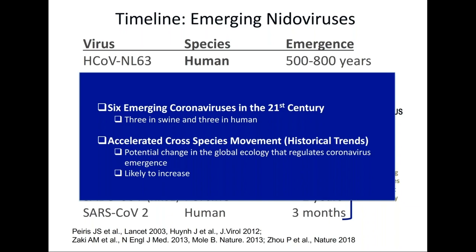So an important thing to consider when developing vaccines or immunotherapeutics is that there have been 6 emerging coronaviruses in the 21st century, 3 in swine populations, which I mostly did not highlight, and 3 in human. And this accelerated cross-species movement is distinct from historic trends. And so this may or may not be related to potential changes in the global ecology that regulates coronavirus emergence. But I think that we as the community need to think about this as a problem that may well likely increase or continue at the same rate over the next several decades. Next slide.